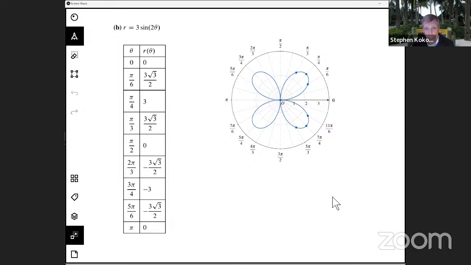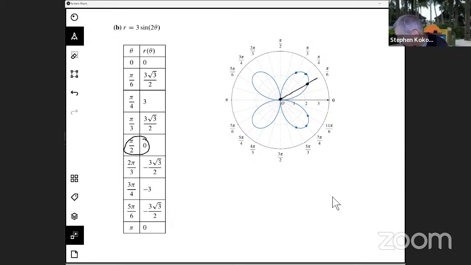I created a table of values over on the left-hand side from 0 to pi using some common angles, and I sketched them over here. So let's see, at 0, I'm at the origin. At pi over 6, I'm in this polar grid. For me, that's a little easier to see. There's the angle right here, and the radius is positive. Let's see, 3 square roots of 3 over 2, right about there. As I continue here, pi over 4, pi over 3. And now I seem to be back down here at the origin when theta is equal to pi over 2.